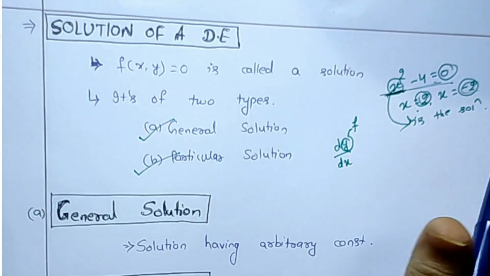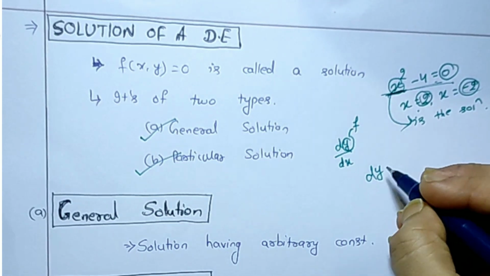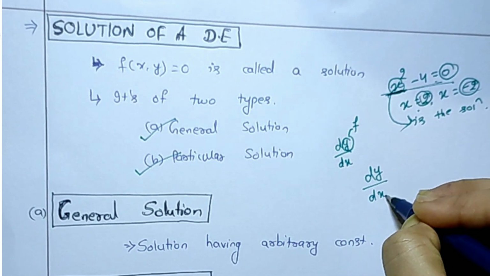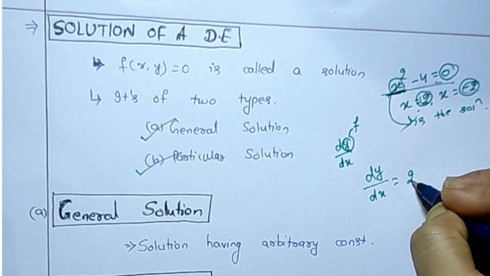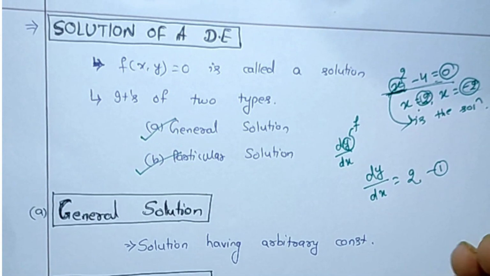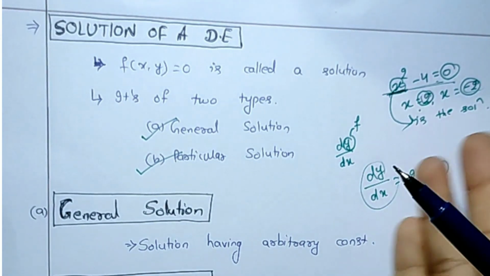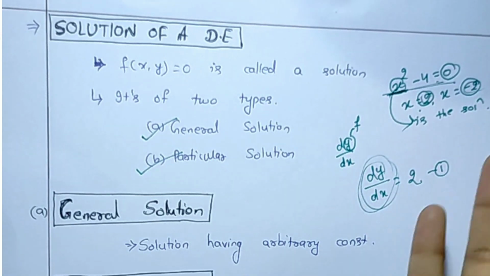In short, suppose dy by dx is equal to 2. Suppose this is an equation. Is this an equation or not? Yes, this is an equation because this is a derivative term. An equation having a derivative term is called a differential equation.